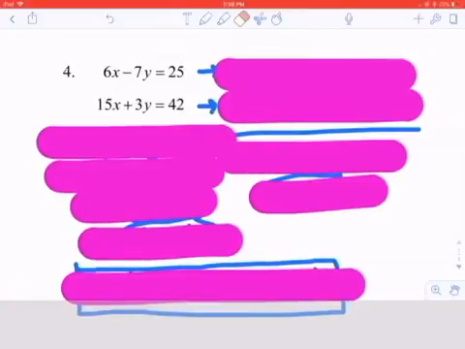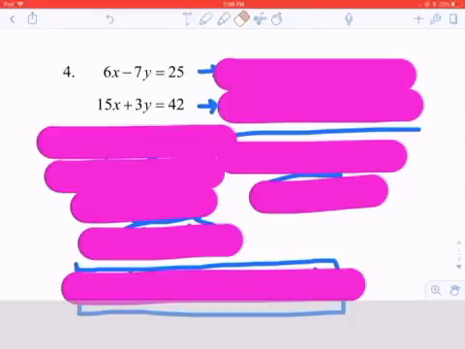6x minus 7y equals 25. 15x plus 3y equals 42. This one's going to have some bigger numbers here. You could make the 6 into a 30 and the 15 into a 30, one positive and one negative. But I again chose to work with my y's because their signs were opposites already.